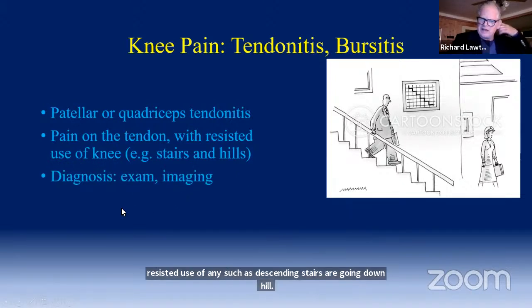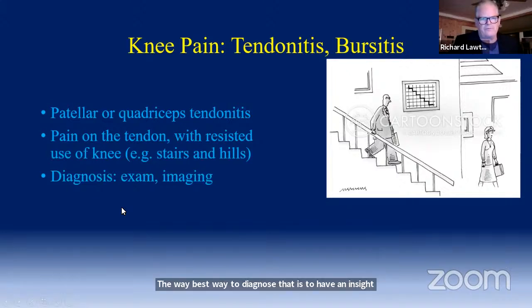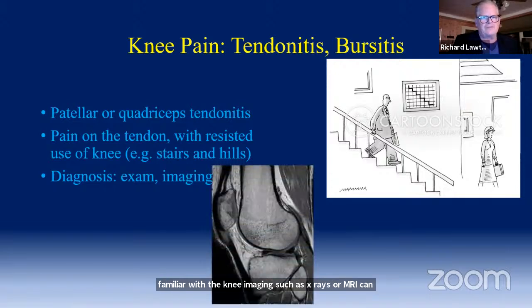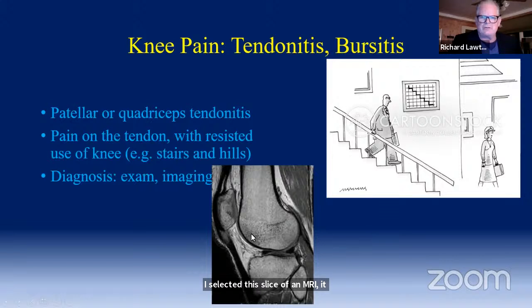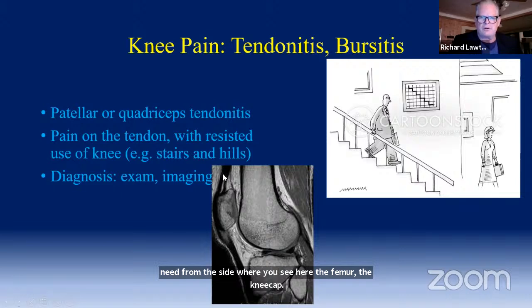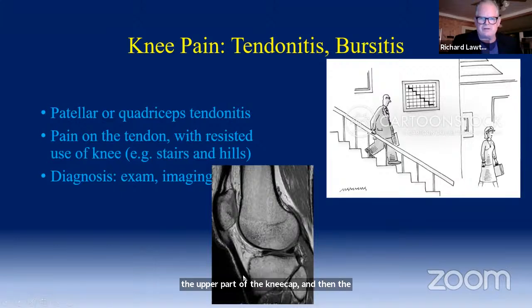Best way to diagnose that is to have an insightful, thoughtful physical examination by someone familiar with the knee. Imaging such as x-rays or MRI can be helpful. Oftentimes they're normal. I selected this slice of an MRI looking at a knee from the side, where you see here the femur, the kneecap, the tibia here, and these black structures up here in the front are the tendon. This is the quadriceps tendon going from the quadriceps muscle to the upper part of the kneecap, and then the patellar tendon going from the kneecap down to the tibia.